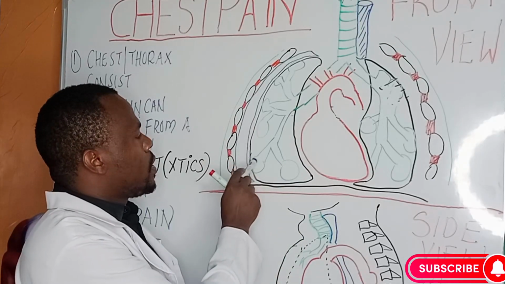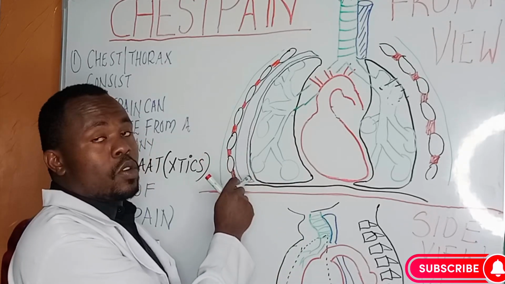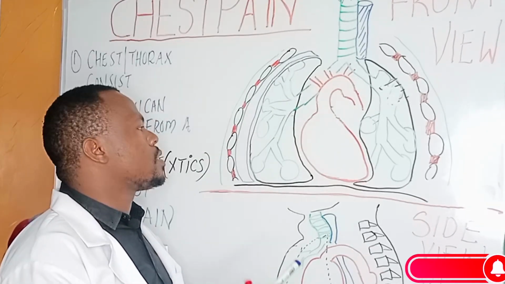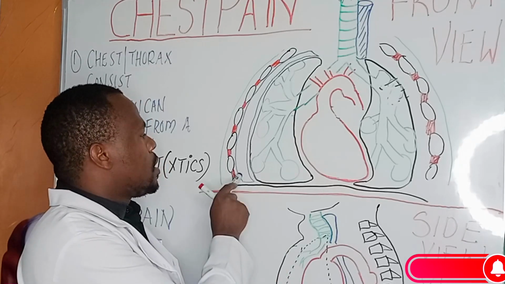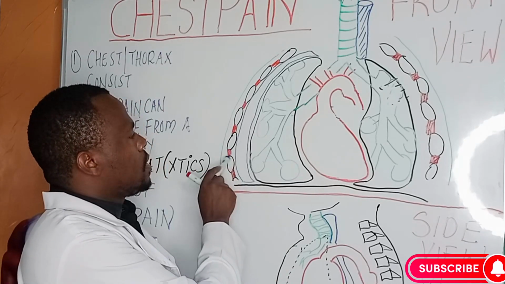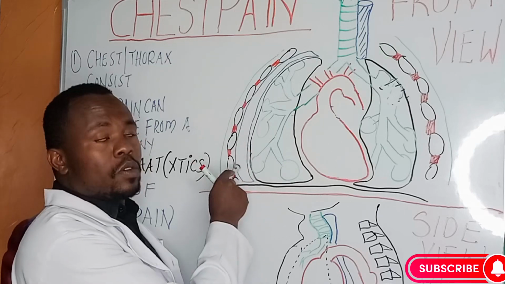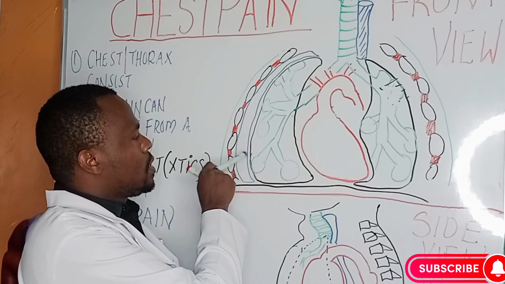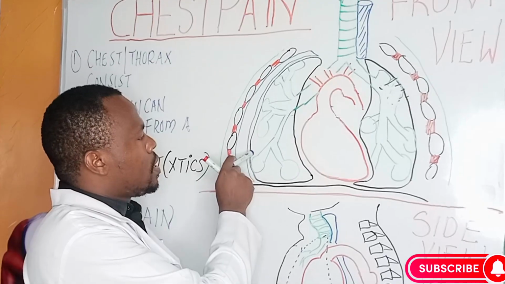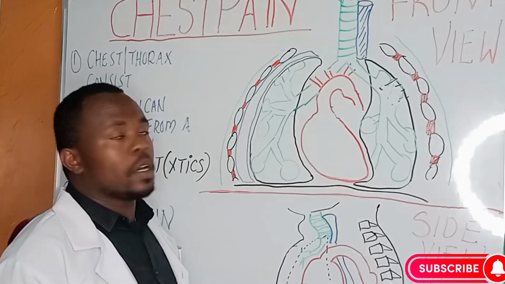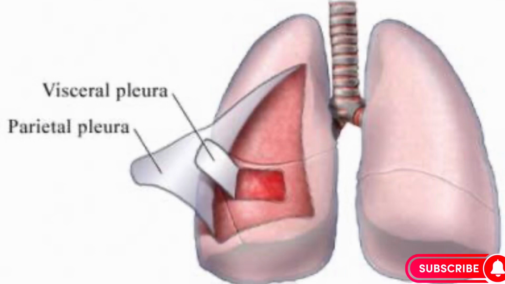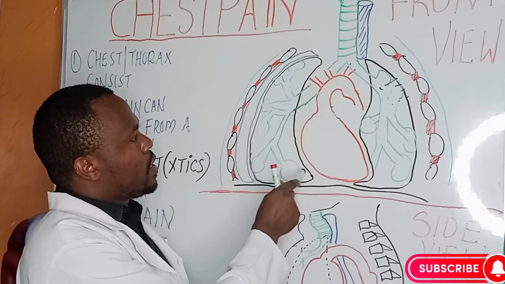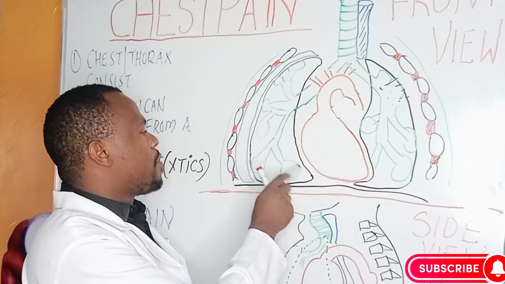Then from there, we have this structure in blue. It's called the pleura. Pleura is a membrane that covers your lungs. This part that is attached to the ribs is called the parietal pleura. The other part that is adherent or attaches to the lungs, it's called the visceral pleura. Then we have the lung, and then we have the alveolar. This is the alveolar.